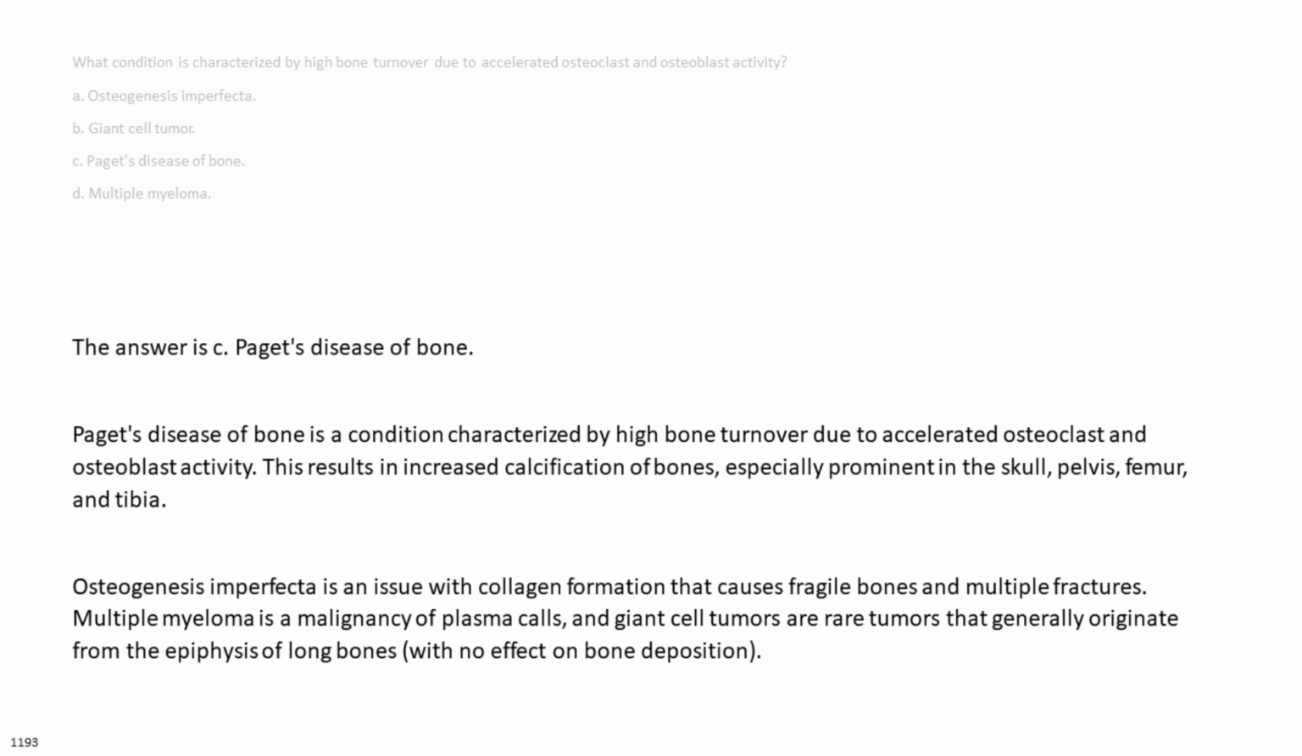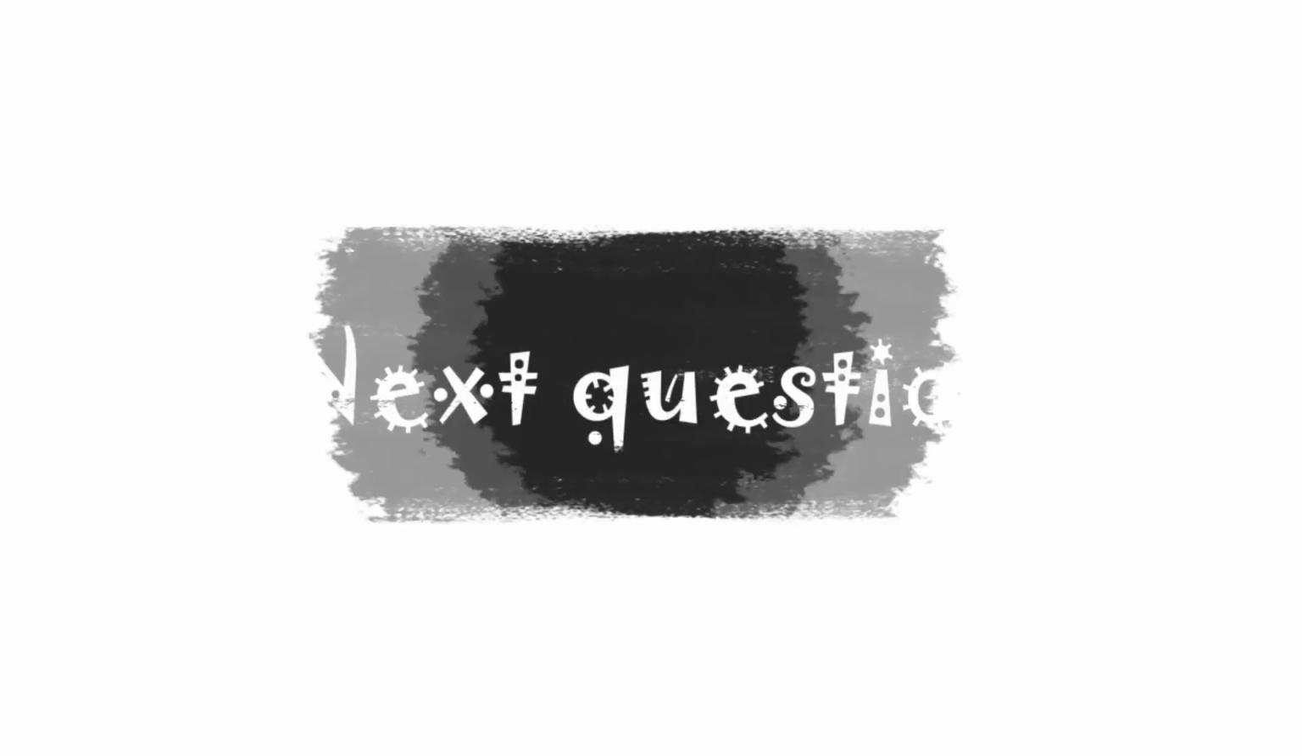Osteogenesis imperfecta is an issue with collagen formation that causes fragile bones and multiple fractures. Multiple myeloma is a malignancy of plasma cells, and giant cell tumors are rare tumors that generally originate from the epiphysis of long bones, with no effect on bone deposition.